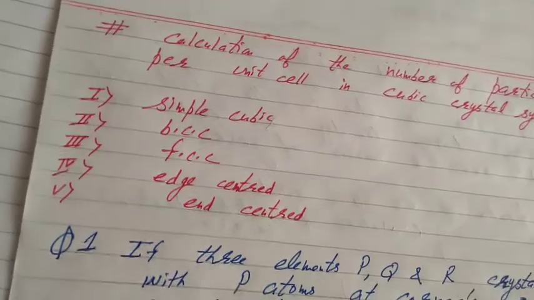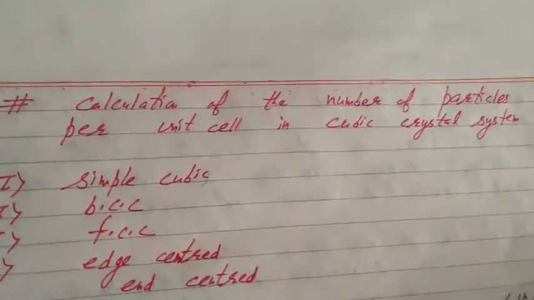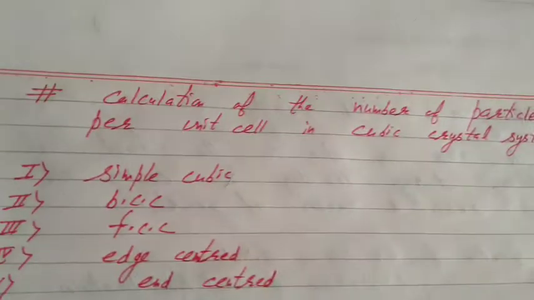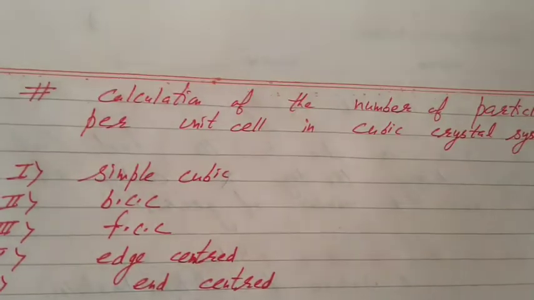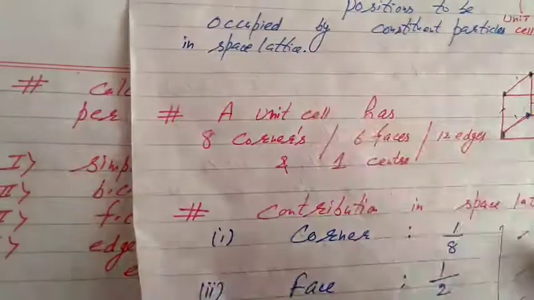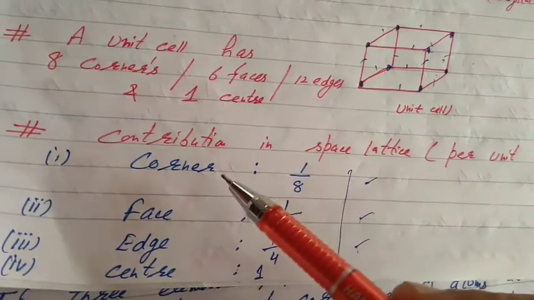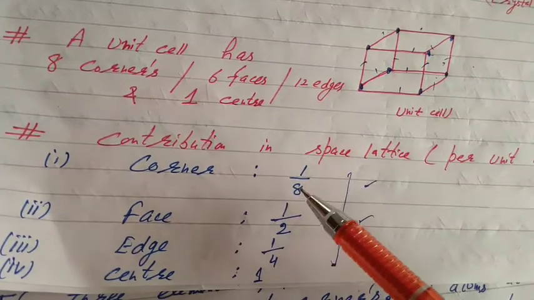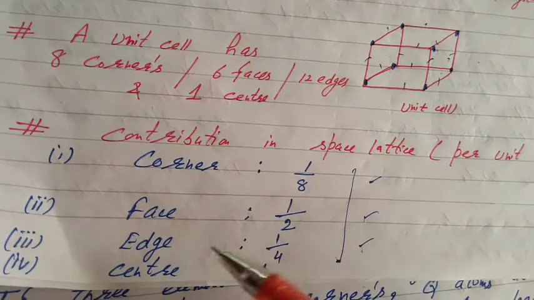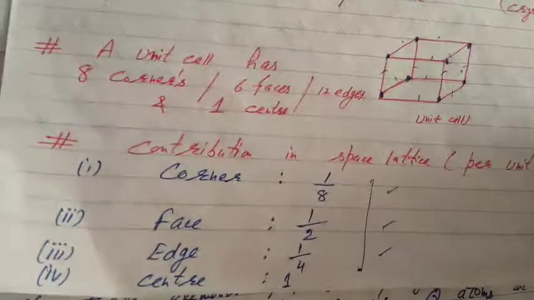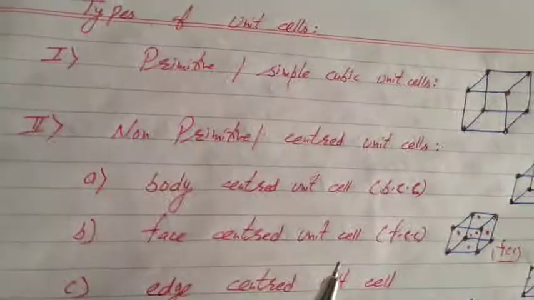After this, students, next, calculation of the number of particles per unit cell in cubic crystal system. We know in cubic crystal system, that is in space lattice, contribution at corner is 1/8, at face is 1/2, at edge is 1/4, and at center it is free. Calculation of number of particles per unit cell.